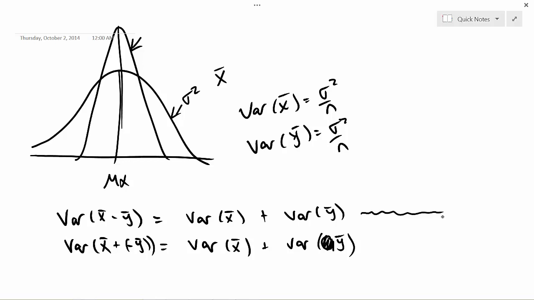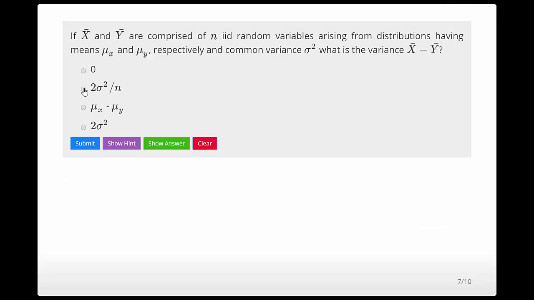Okay, so let's plug in. We have sigma squared over n for the variance of x bar, sigma squared over n for the variance of y bar, and they add, so it's equal to 2 sigma squared over n. And so let's go back and try that as an answer. 2 sigma squared over n, submit answer. All right.